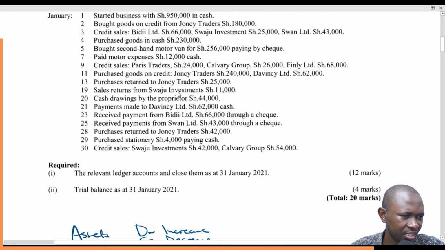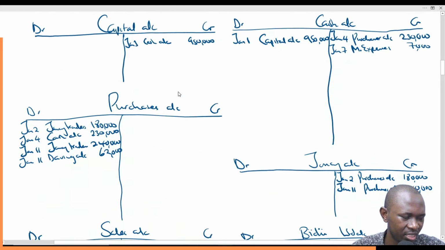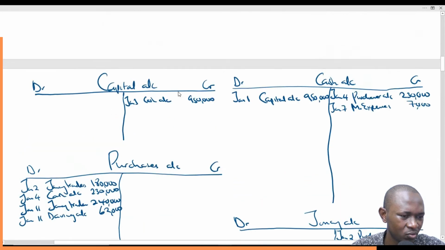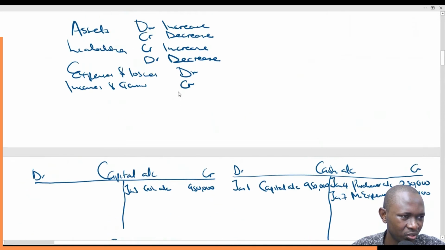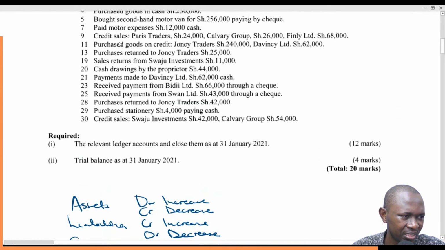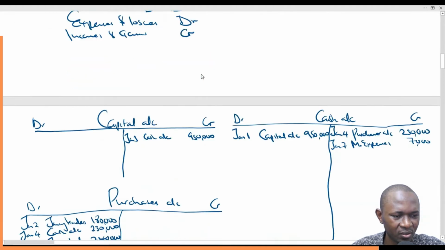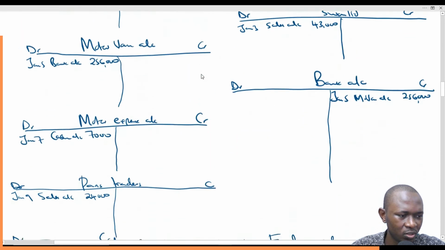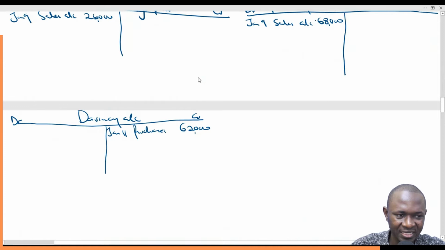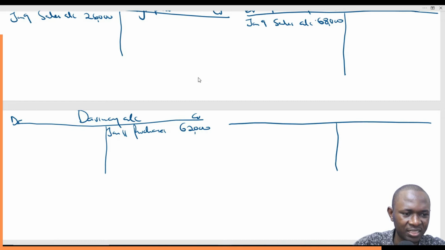Then purchases returned to Johnson Traders 25,000. So this has the effect of reducing the purchases. Purchases returned to Johnson Traders, 25,000. So what we are going to do is open what we call the purchases returns account.